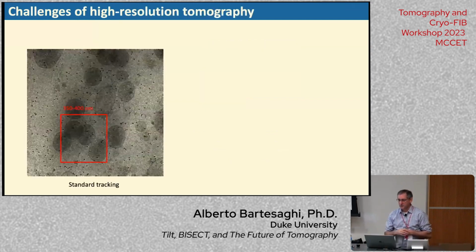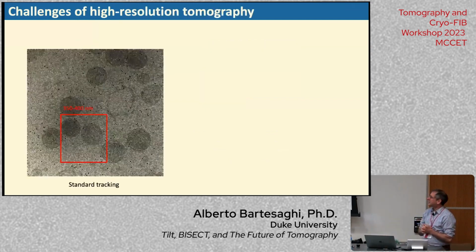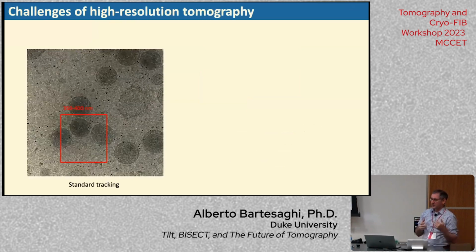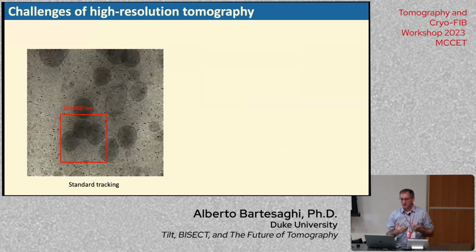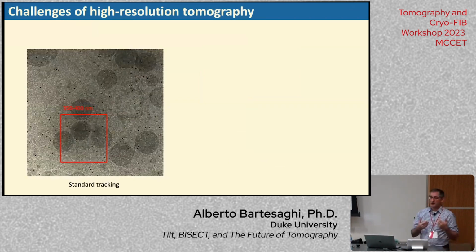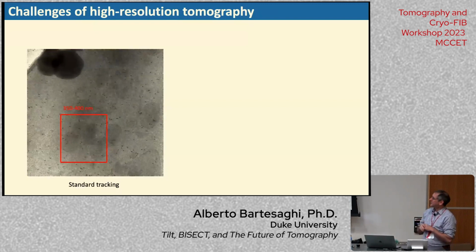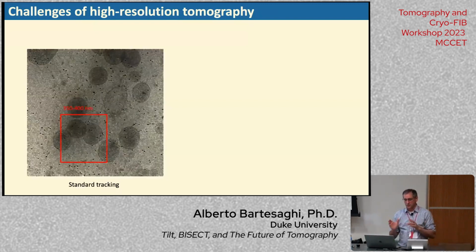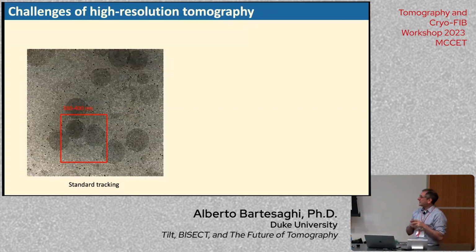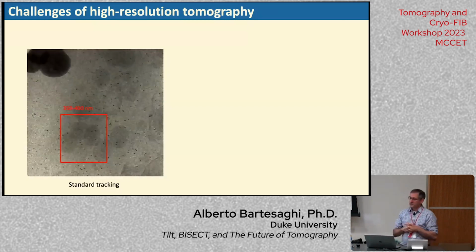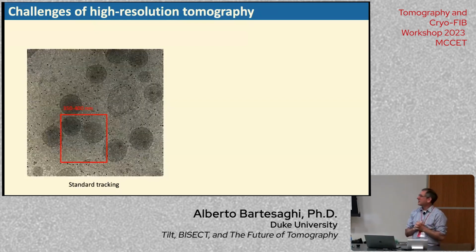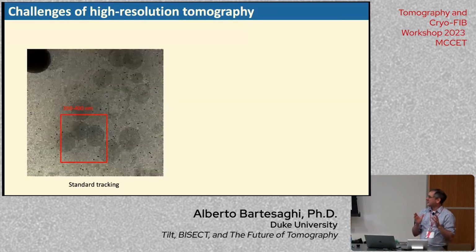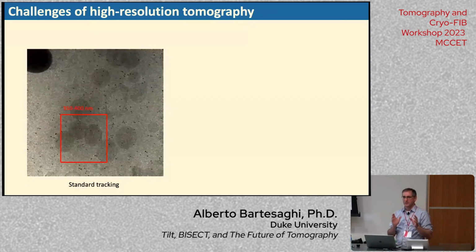So we were trying to address that problem by designing a new way of collecting data that is not only high quality, but that you can also do very fast. So before I tell you about BISECT, there are a couple of challenges that are very important when you go to high resolution. One is that in traditional tomography, you use a very large field of view, and you take the tilt series of your area of interest, and you need to have the tracking roughly right, but it doesn't need to be perfect.